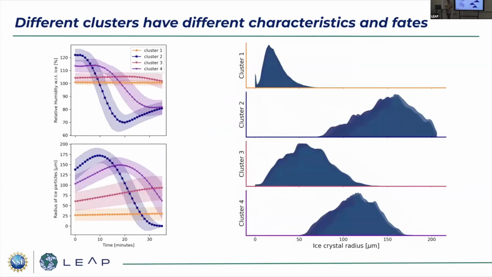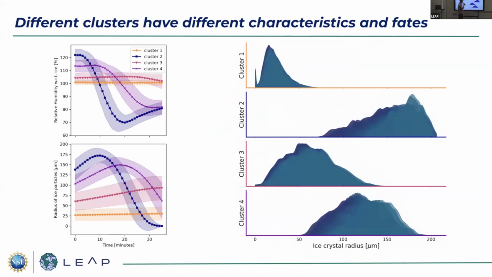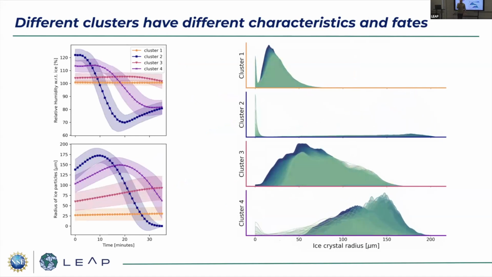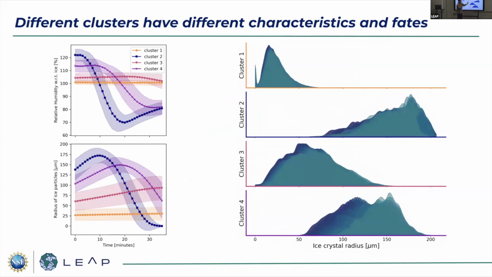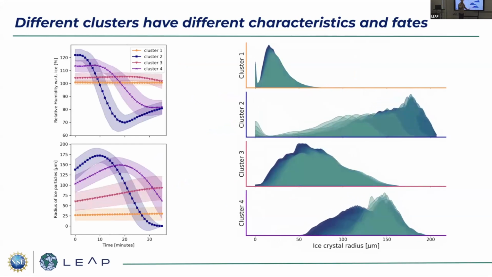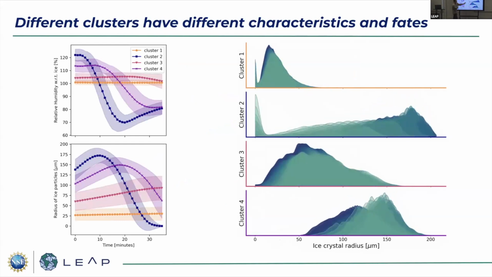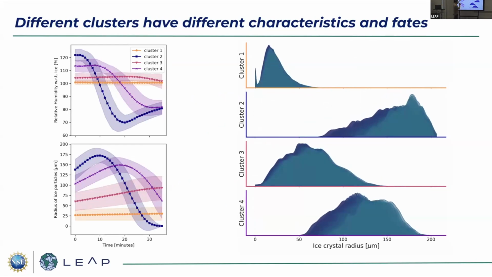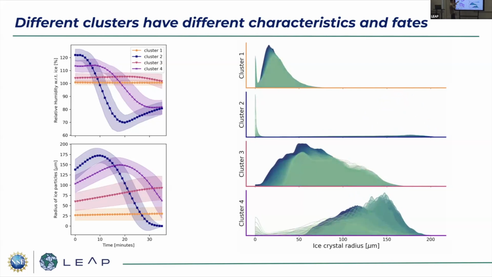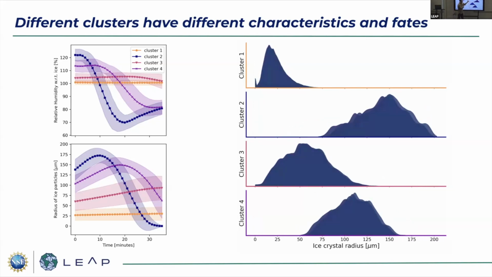And here's some evolving size distributions of our 4 clusters. We tried doing more clusters and after 4, they all just started becoming different combinations of these. But what we see is that this cluster 2, this blue line, starts in pretty highly saturated conditions and is large, but towards the end falls out of the cloud.